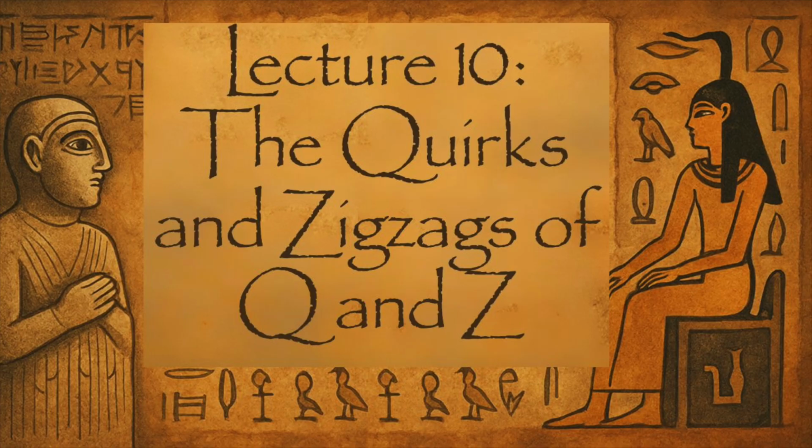One of the more fascinating stories, I and J used to be the same letter. This lecture tells how J slowly emerged as a consonant in Latin-derived languages and how typography played a major role in doing that. Lecture 10, the quirks and zigzags of Q and Z.